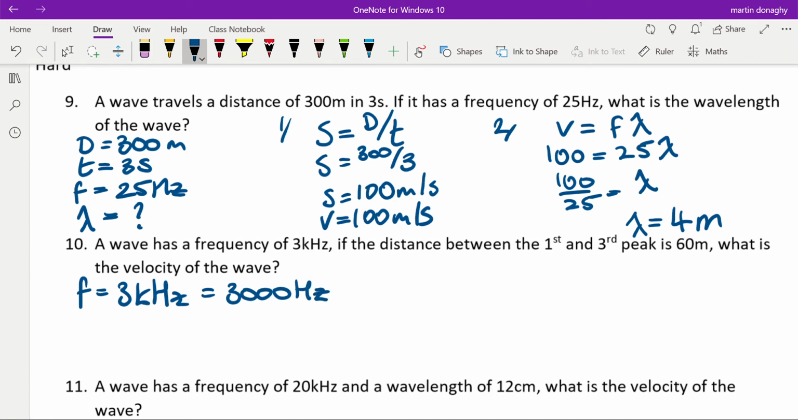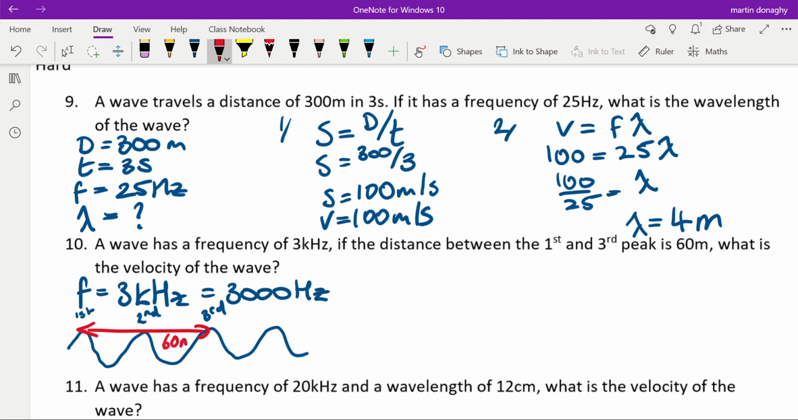If the distance between the first and third peak is 60 meters, so if we draw our wave, there's 1, 2, 3, 4. So let's say this is the first peak, second, and third. We're told essentially that this distance is 60 meters. But if you notice, that is 1 wavelength, 2 wavelengths. So we know that 2 wavelengths is 60 meters. Divide both sides by 2 tells us that the wavelength is 30 meters. Notice we don't divide it by 3 because there's only 2 wavelengths between the first and third peak.